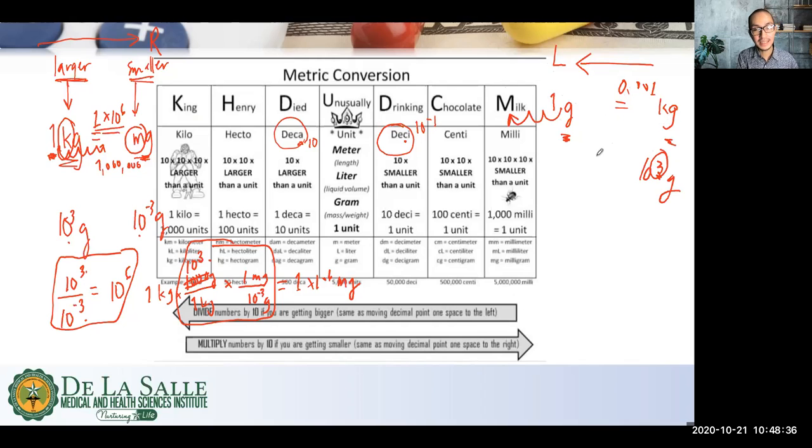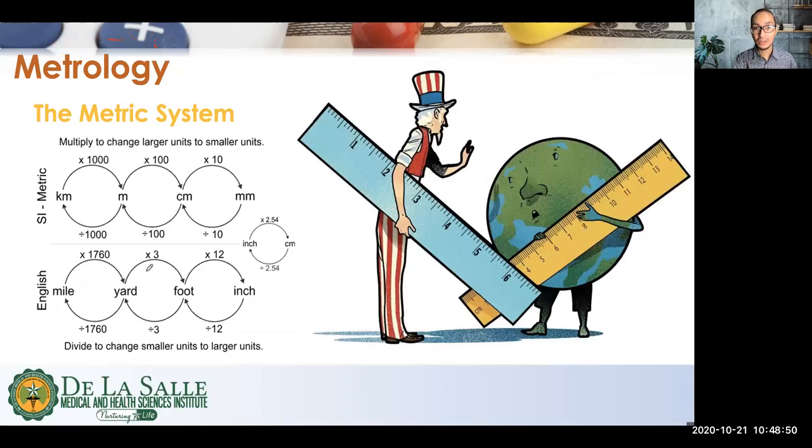So that's how easy it is to interconvert between units in the metric system. That's why we say that it is popular due to its convenience and simplicity. Unlike your English system, which we already mentioned before, the conversion factors are actually unrelated to each other, and you really have to memorize all of these.